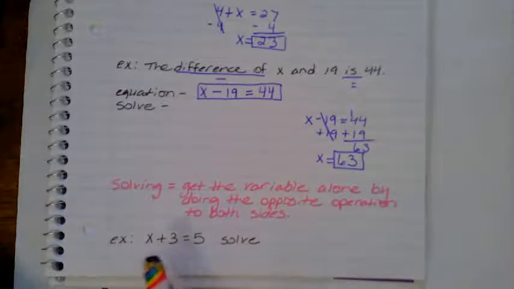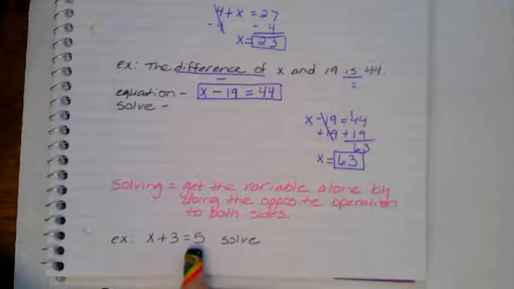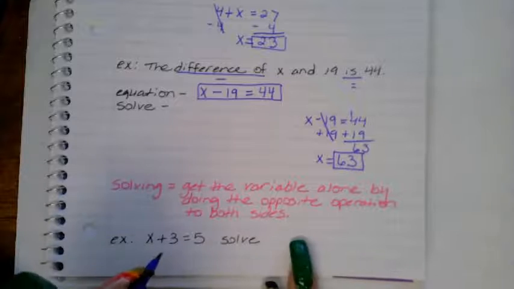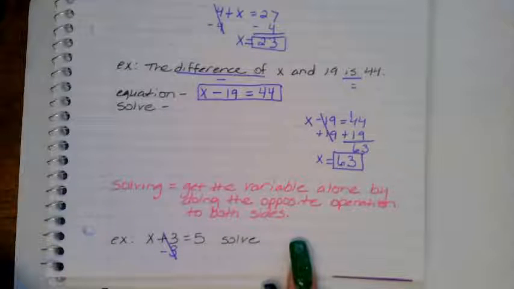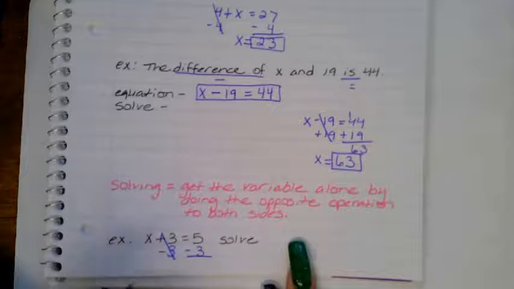We want to solve for x. So, we have x plus 3 equals 5. This is addition. We want to do the opposite, remember? We want to subtract 3, so those cancel out. And then subtract 3 on this side. So we're left with x equals 2, right?